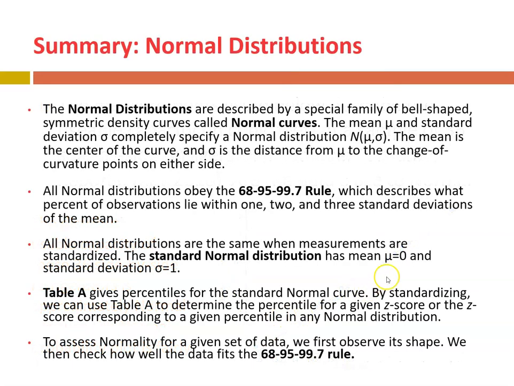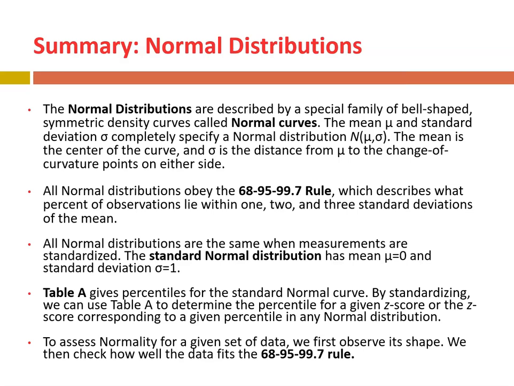All right, that wraps us up for this section. So just a quick summary. We learned that normal distributions are described by a family of bell-shaped symmetric density curves called normal curves. The mean and the standard deviation are what specify the normal distribution using that notation. The mean is at the center of the curve, and the standard deviation is the distance from the mean to the change of curvature, which we call the inflection points.